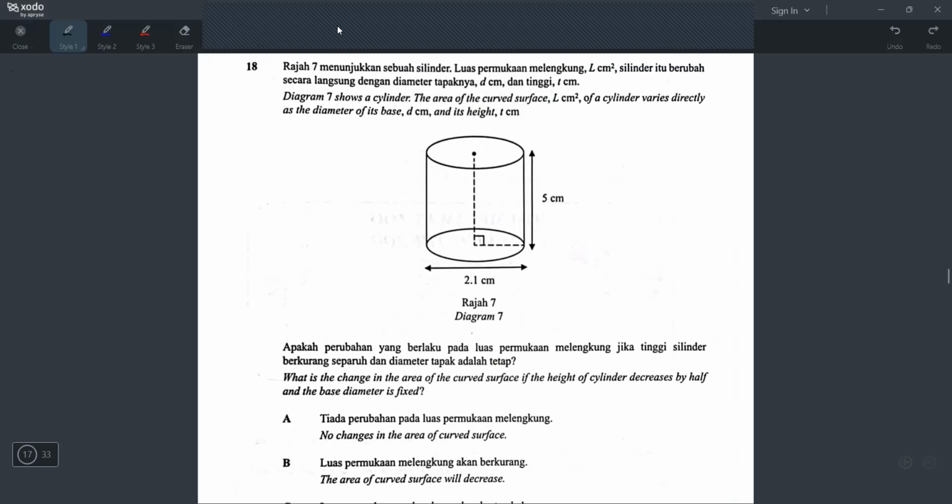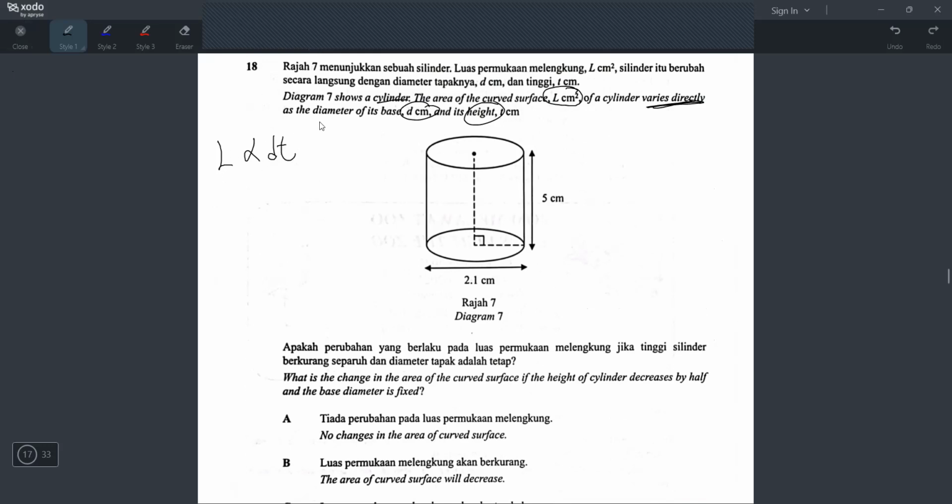Okay, let's continue with number 18. Diagram 7 shows a cylinder, all right. The area of curved surface L cm square of a cylinder varies directly as the diameter of base D and height T. So varies directly. So atas dengan atas. So L, and then use this symbol directly as D and T. So D and T. So like that, right? Varies directly as D. So atas dengan atas.